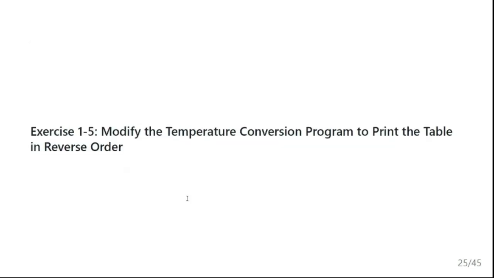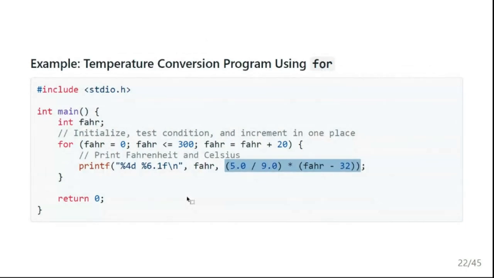Okay, now let's do an exercise, which is to modify the program. We will print this table in reverse order. So here you go, this is the code, the for loop. Please try to reverse it, right? This one prints out from 0 to 300, and reverse it, so we will print from 300 to 0, all right?